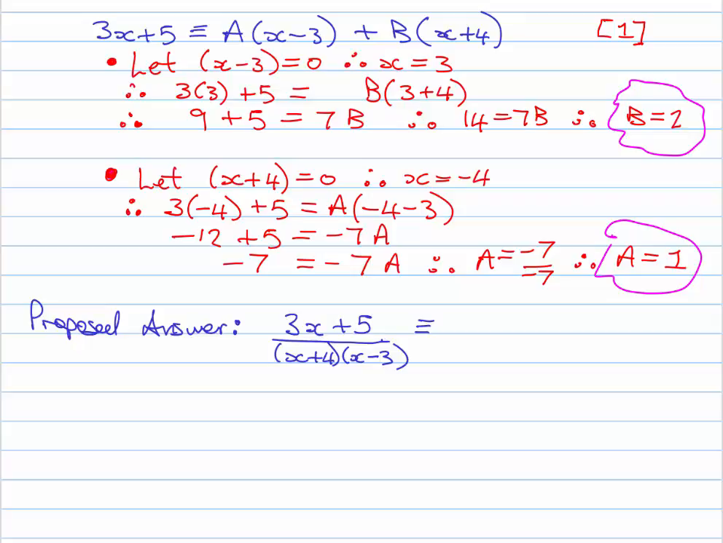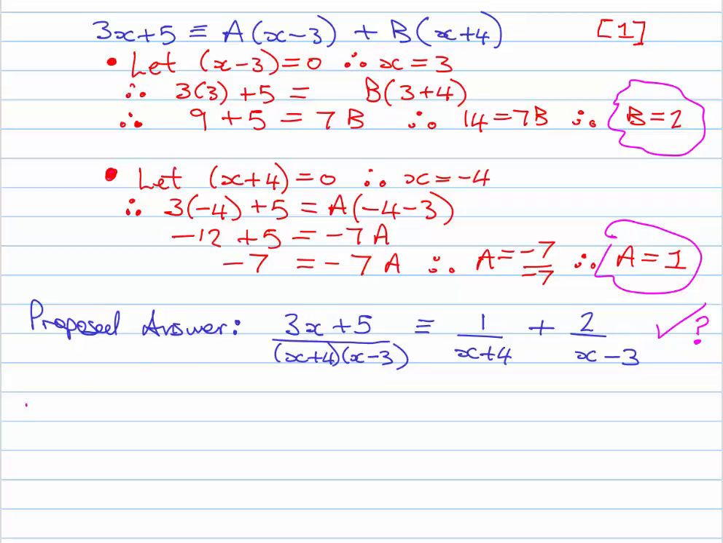We know from the very first line we said it was going to be a over x plus 4, but we know what a is now. A is 1, so it's 1 over x plus 4 plus b, and we know b up here to be 2. Okay, 2 over x minus 3. What we're saying is that's the answer. What do you think?